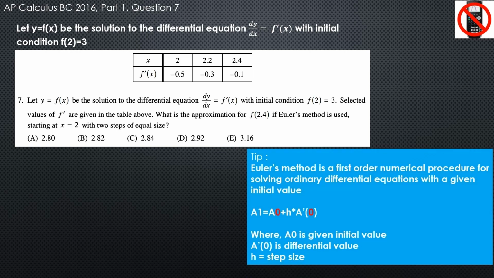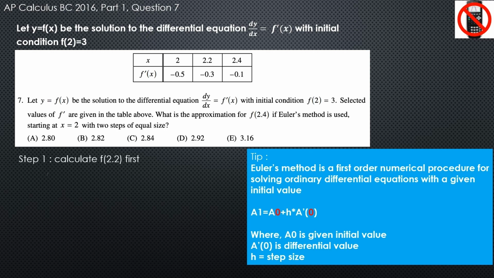Solve this problem within 60 seconds. Euler's method is a first-order numerical procedure for solving ordinary differential equations with a given initial value. A_1 equals A_0 plus h times A'_0, where A_0 is the given initial value, A'_0 is the derivative value, and h is the step size.